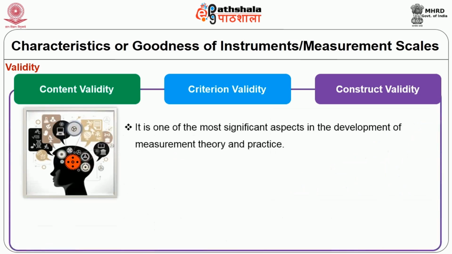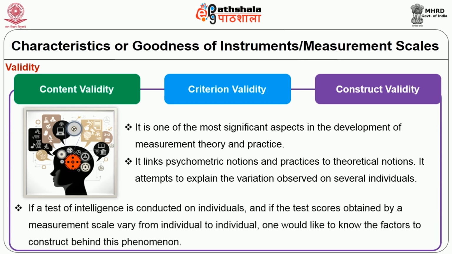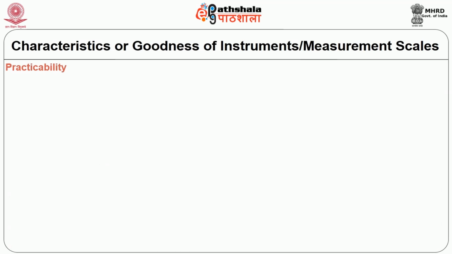Construct validity is one of the most significant aspects in the development of measurement theory and practice. It links psychometric notions and practices to theoretical notions. It attempts to explain the variations observed on several individuals. For example, if a test of intelligence is conducted on individuals and the test scores obtained by the measurement scale vary from individual to individual, one would like to know the factors or constructs behind this phenomenon.